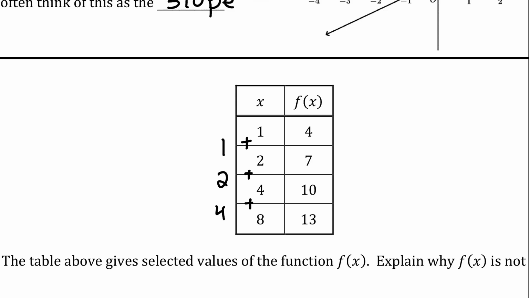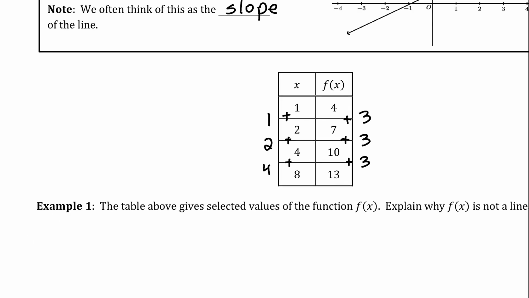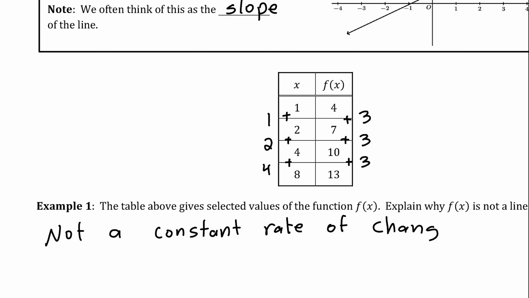I also want to check how my y's are changing. My y's are changing by 3, by 3, by 3. So this looks constant, but the x's are not changing at a constant rate. So I'd say not a constant rate of change, so not linear.